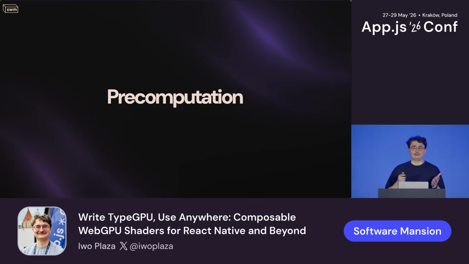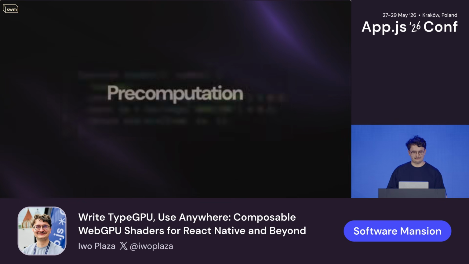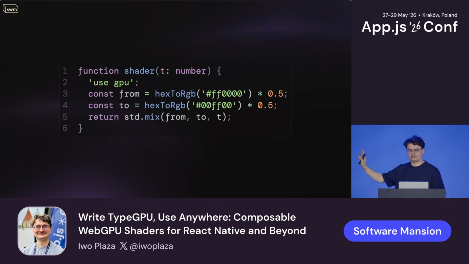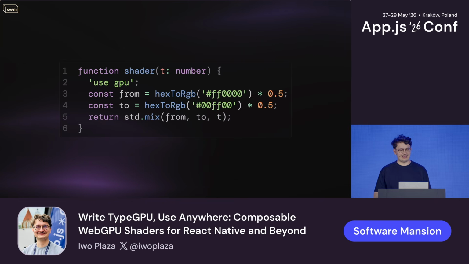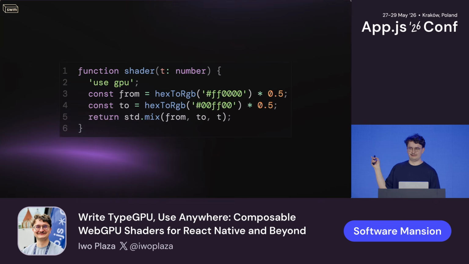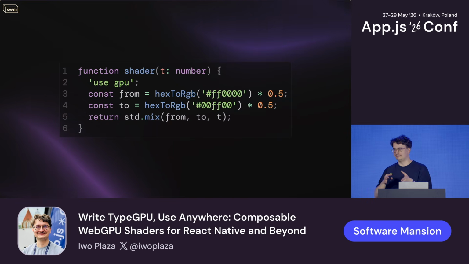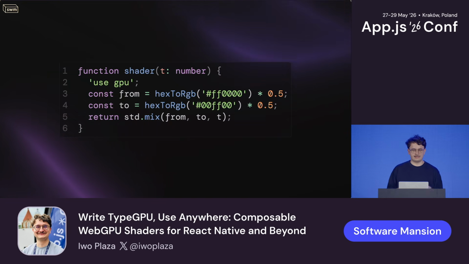And going back to my note about pre-computation, which I talked to you briefly about, I want to showcase the mental process of what that looks like. So here we have a use GPU function. It's just a shader, accepts a parameter t. And we have a from color and a to color. We use the hex to RGB function, passing in a string to it with a hex code for a color. We have red and green. And then we multiply both values by half, so they get a little darker. And then we mix those two colors using the t that we got as an argument.